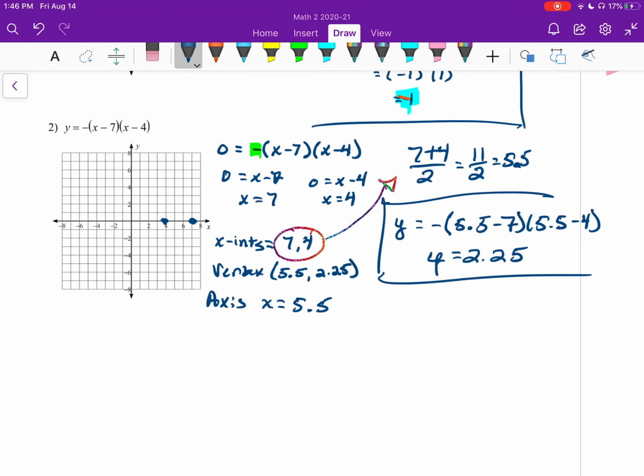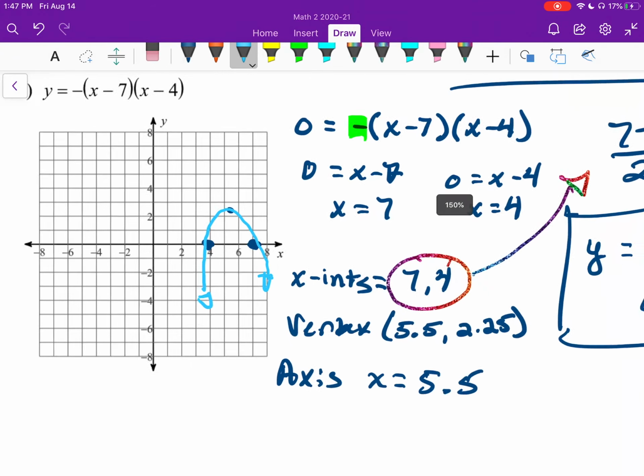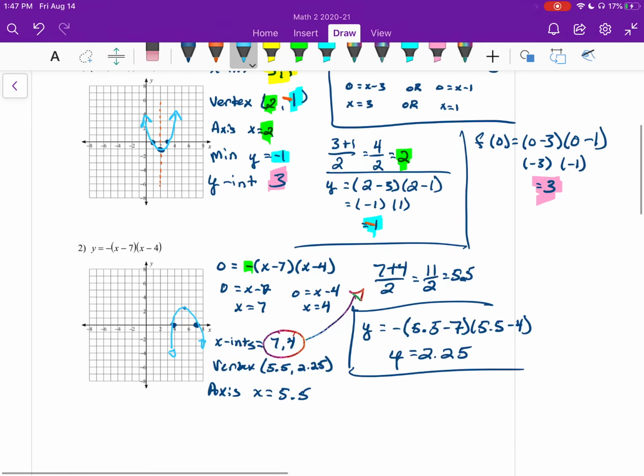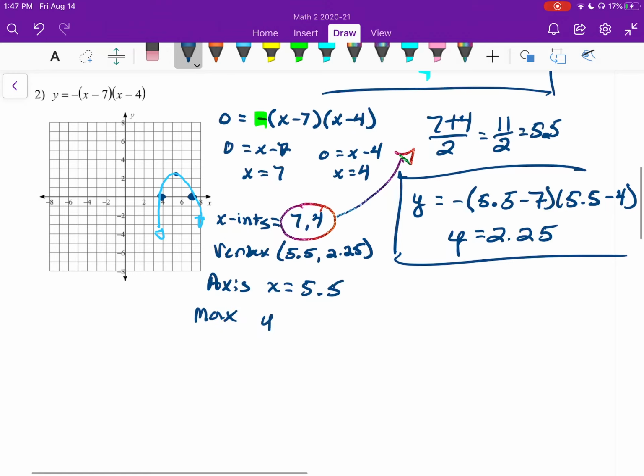Now, I know that we don't have hash marks on the grid to show us where 0.25 and 0.5 are, but we're just going to have to guess. So we're going to have 5.5 and up 2.25 will put me somewhere like that. Something along the lines of that. We have a max value here at y equals 4. Right? I grabbed that 4. Oh, not 4, excuse me, 2.25. The 2.25 came from the 2.25 in our vertex.